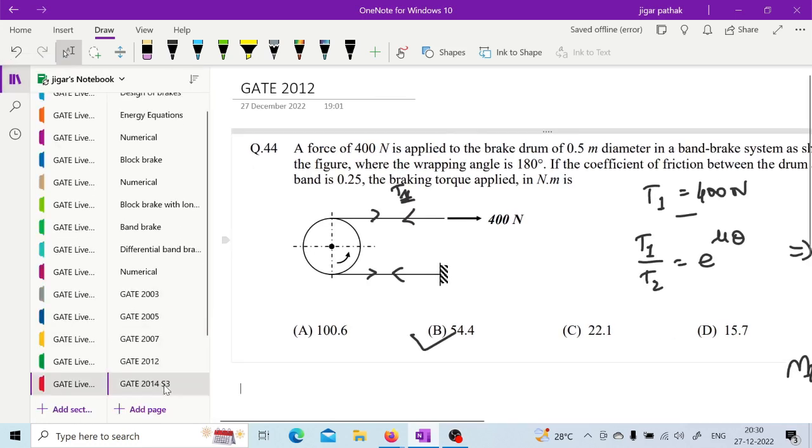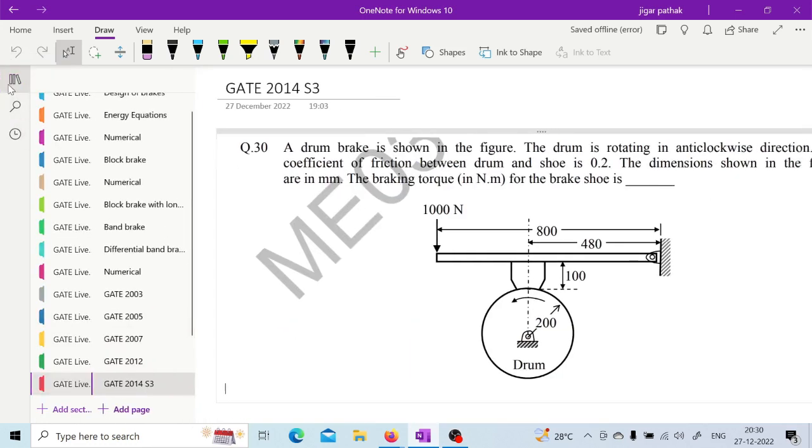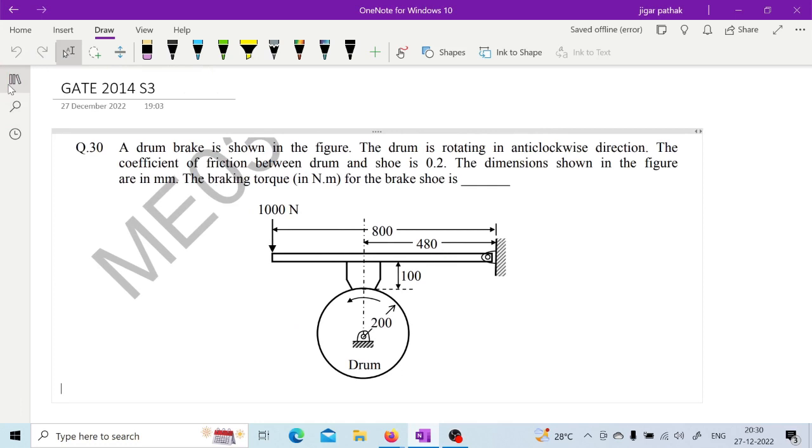Now, the next is a drum brake shown in the figure. The drum is rotating in anticlockwise direction. The coefficient of friction between drum and shoe is 0.2. The dimensions shown in the figure are in mm. The braking torque in newton meter for the brake shoe is. So here also you can calculate.